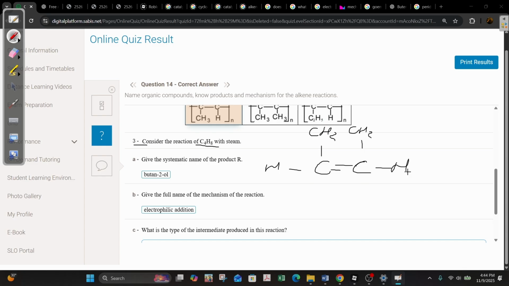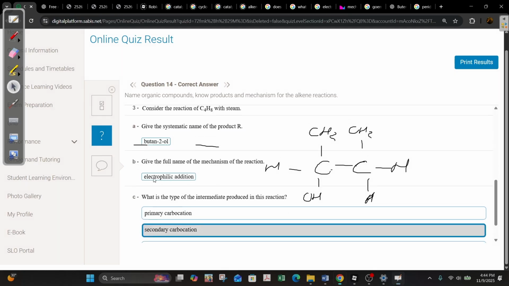So this is a hydration of alkenes. The catalyst will be phosphoric acid at 300 degrees Celsius and 60 atmospheres. What happens is the double bond will break, and the OH group will either go here, or here, or here. It doesn't really matter. It'll give you the same product anyways. So yeah, if it goes there, it'll be butan-2-ol. If it's there as well, it'll be butan-2-ol. It doesn't really matter. This will be electrophilic addition.